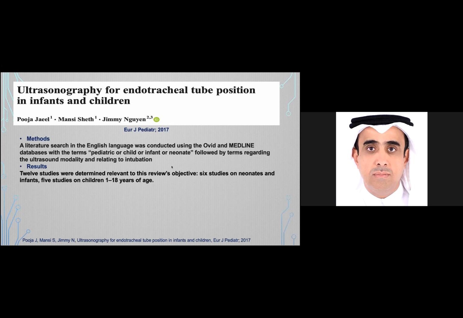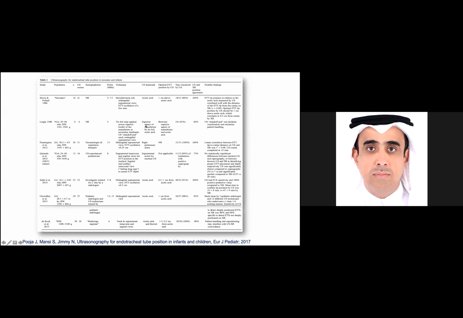So in this paper, you can see this is the same approach I mentioned in the beginning: the tube and the tip of the tube in relation to the aortic arch, and finding the sensitivity. Some of these published studies are very close to 100%. So it's a very promising number to use for approaching the patient for confirmation of the tube in the trachea.